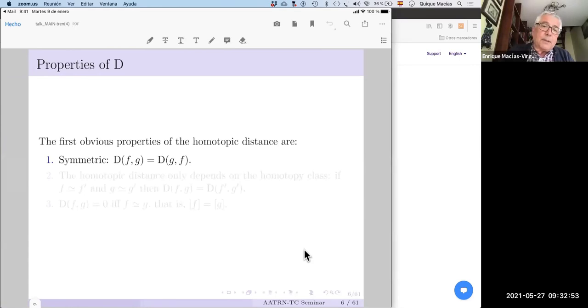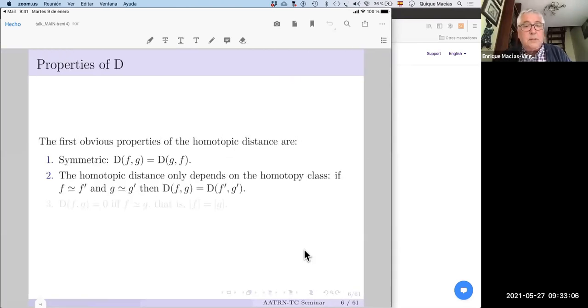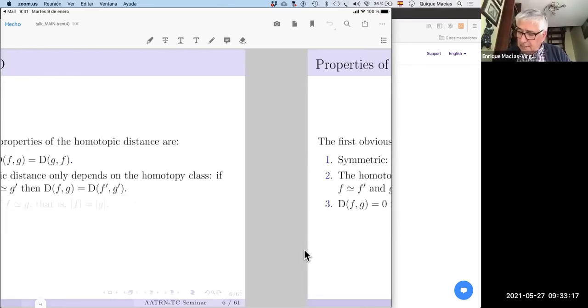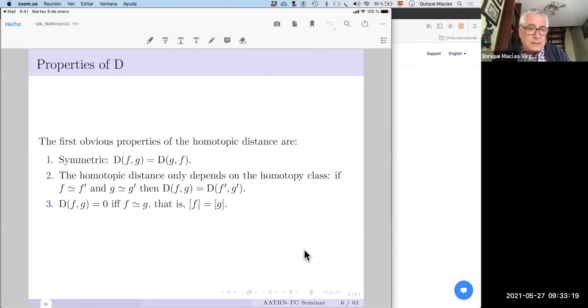So the first properties of the homotopic distance are obvious. The first one, it is symmetric. The distance between F and G is the same as the distance between G and F. The homotopic distance only depends on the homotopy class. If F and F prime are homotopic and G and G prime are homotopic, then the distance doesn't change. And finally, by definition, the distance is 0 if and only if the homotopy classes are equal.